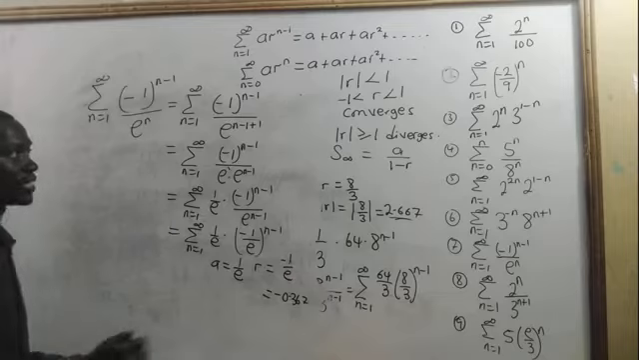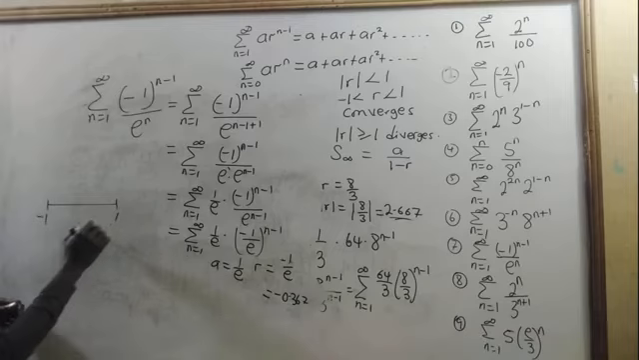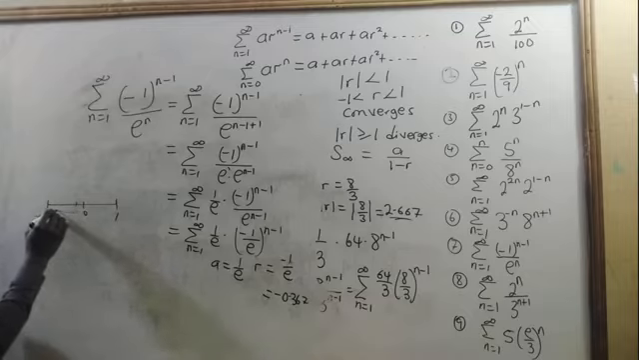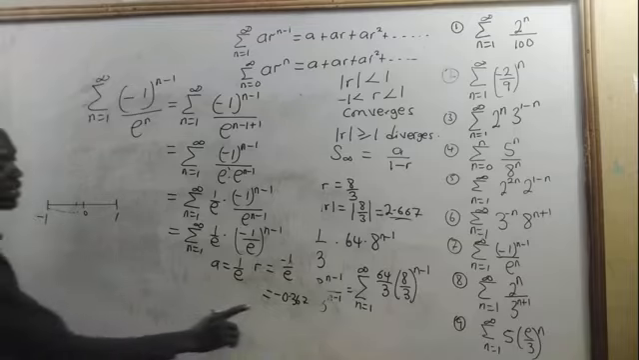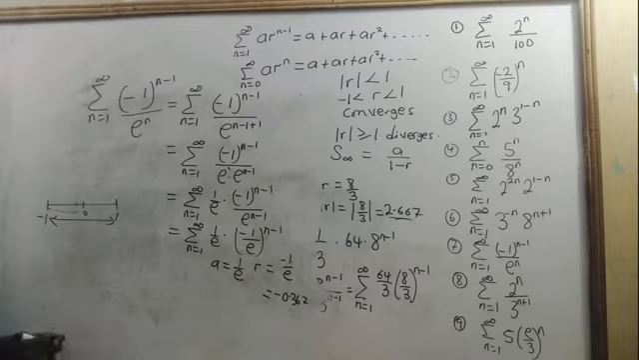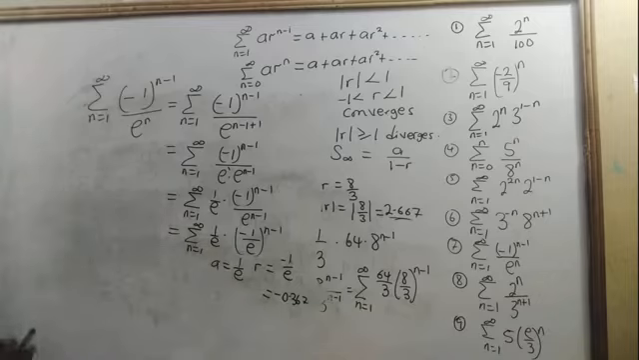The series converges. If you want to check that within that interval, you have negative 1 and positive 1. So 0 is here. So here, negative 0.1, negative 0.2, negative 0.3, negative 0.4, negative 0.5, negative 0.6, negative 0.7, negative 0.8, negative 0.9, up to negative 1. So negative 0.36 will lie between negative 1 and positive 1. So the series converges. So since the series converges, let's find the sum.